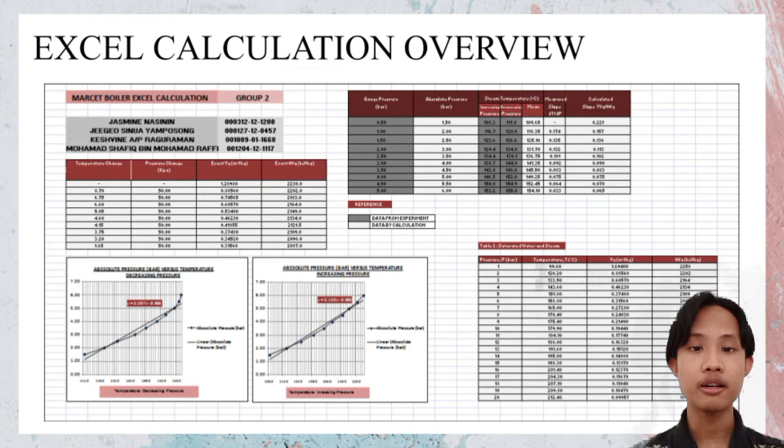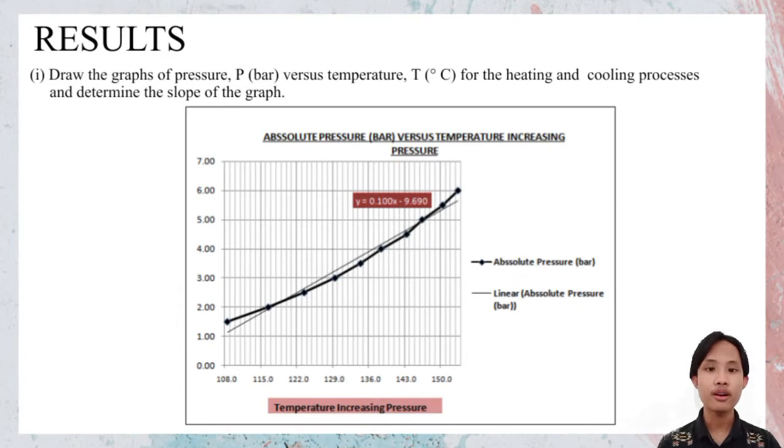So this is the overview of the Excel calculations. Basically, this Excel includes the experiment table, the additional table for calculation and interpolation, the saturated water and steam table, and also the graph for temperature with increasing and decreasing pressure. Moving on, we need to draw a graph of pressure in bar versus temperature in Celsius for the heating and cooling process. So the vertical axis will be the pressure, while the horizontal axis will be the temperature.